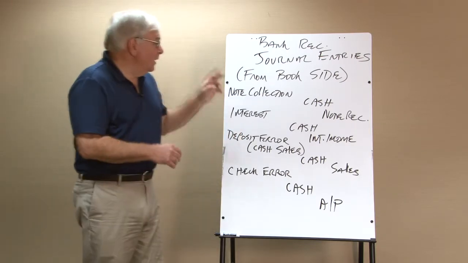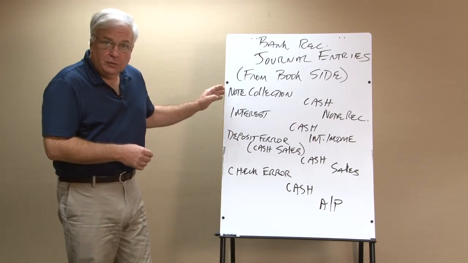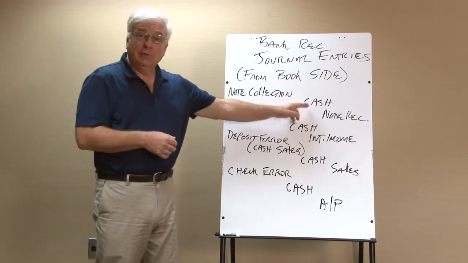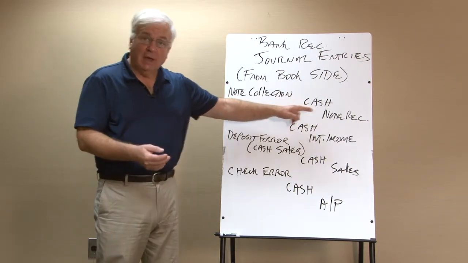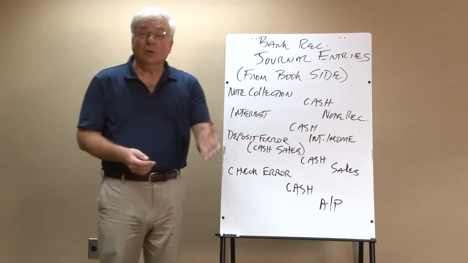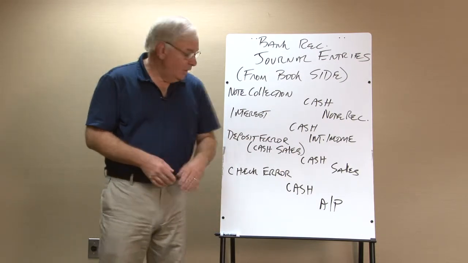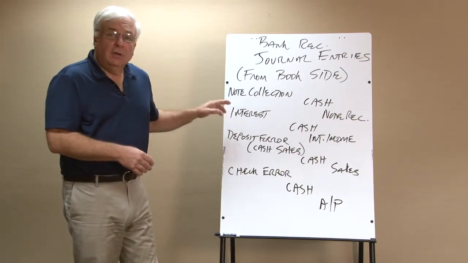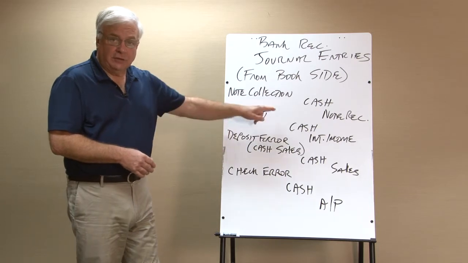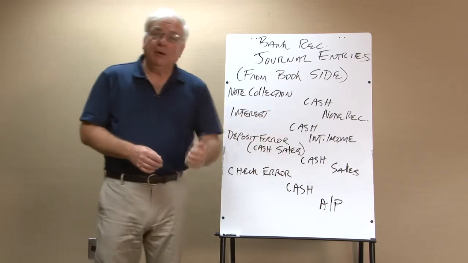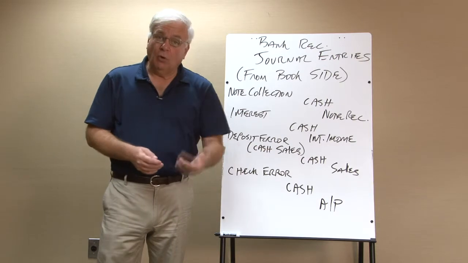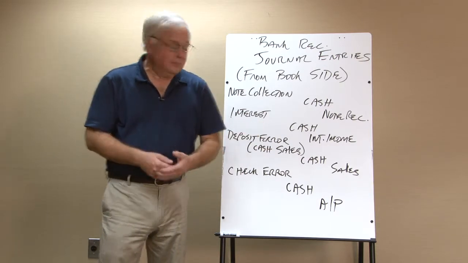the note. Bank collected a note for us, not on our books yet. The entry to fix it will debit cash and credit note receivable. It's very similar to collecting an account receivable. For the interest, we'll increase the cash account, that's the debit side doing that. The credit will go to interest income. Some people call it interest revenue, same difference.